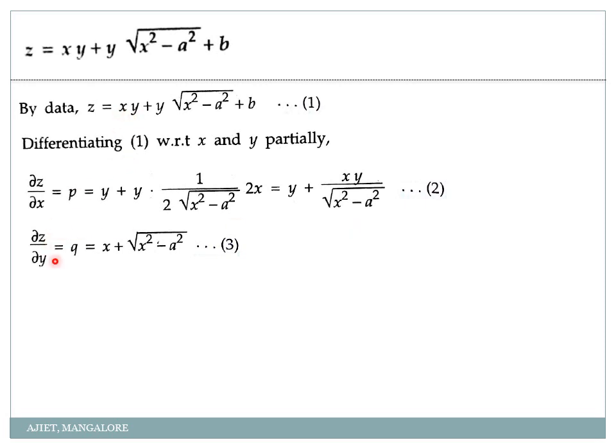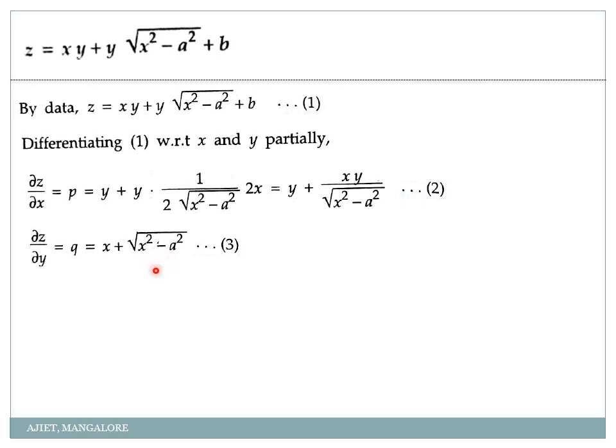Next I'll differentiate with respect to y. So dou z by dou y, that is equal to q, is equal to differentiation of xy, which is x, plus y is here, differentiation of y is 1, but some constant is multiplied, you write that constant as it is, that is root of x square minus a square. Clear? So I get p is equal to y plus xy divided by root of x square minus a square, and I get q is equal to x plus root of x square minus a square.